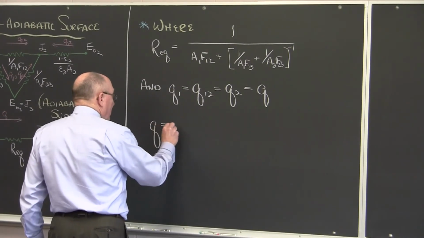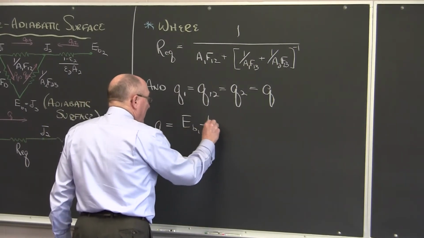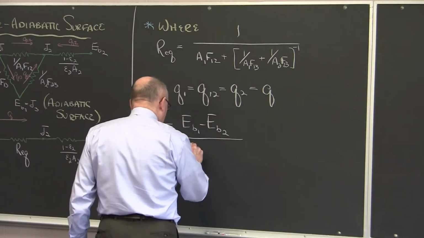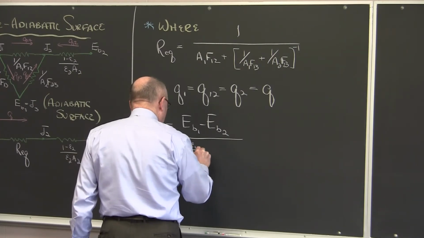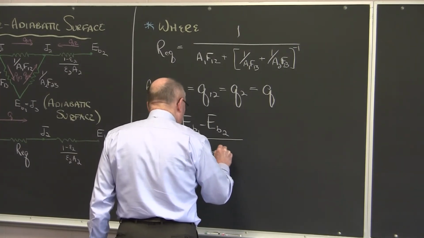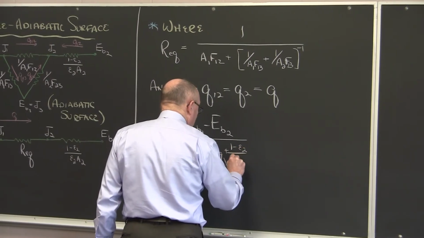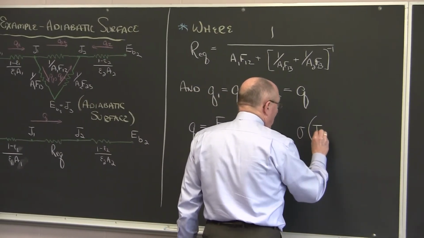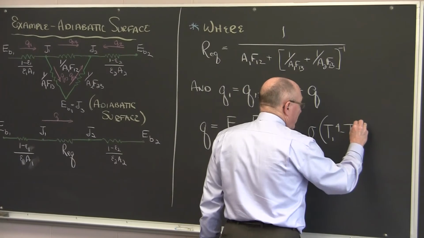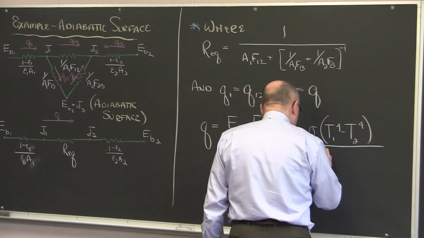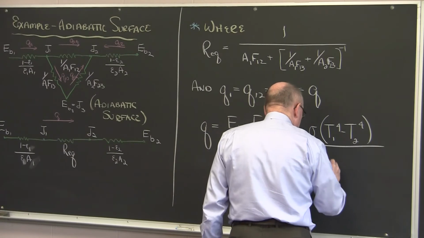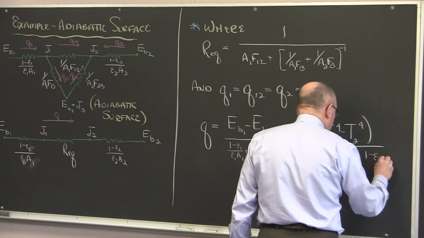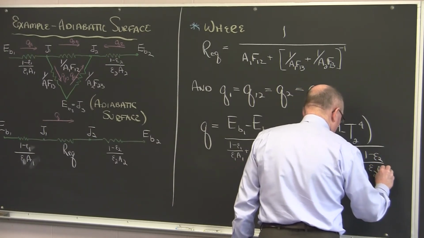Q would be equal to E_b1 minus E_b2 over (1 minus epsilon 1) over (epsilon 1 A1) plus the equivalent resistance plus (1 minus epsilon 2) over (epsilon 2 A2), which, of course, is sigma times (T1 to the 4th minus T2 to the 4th) over (1 minus epsilon 1) over (epsilon 1 A1) plus the equivalent resistance plus (1 minus epsilon 2) over (epsilon 2 A2).